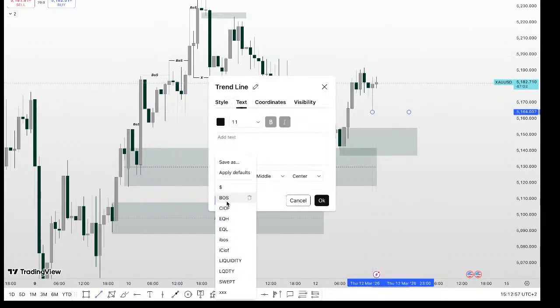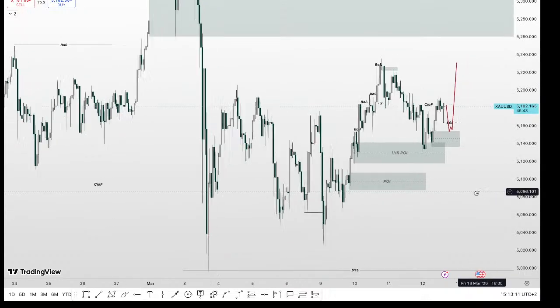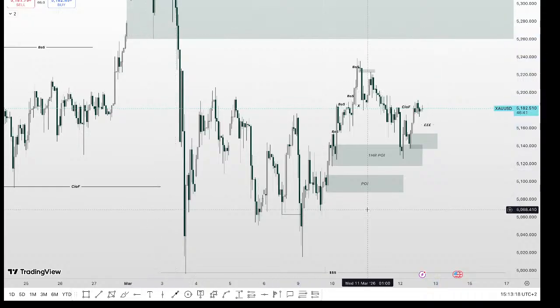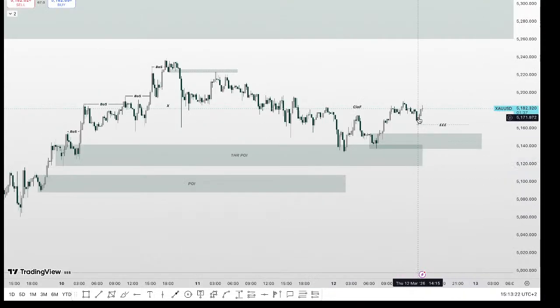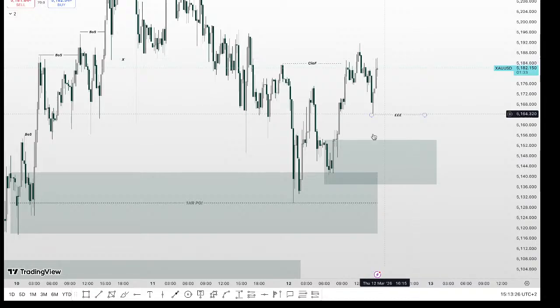That becomes liquidity, right? So why keep it? Then we can take the bias towards the upside to go and tap into our daily OB, right? So the goal is just to see what is happening here. We can already see what the market is doing.